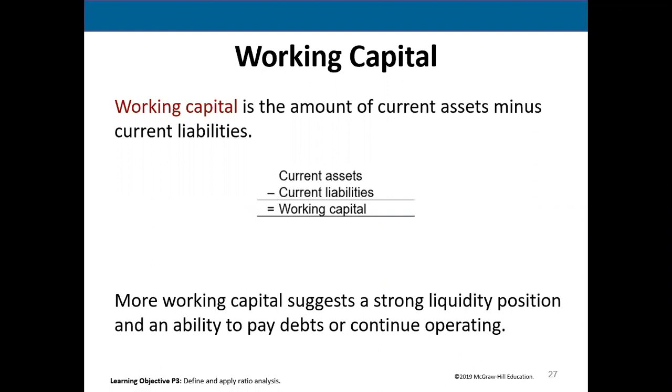Minus current liabilities. What are current liabilities? These are the liabilities that are due in the coming year. So we're looking to see, do we have enough in current assets to pay off those current liabilities in the coming year? The difference between these two is called working capital. So the more working capital, the more positive it is, suggests a stronger liquidity position. A strong liquidity position means you have the ability to pay your debts in the coming year and continue operating.